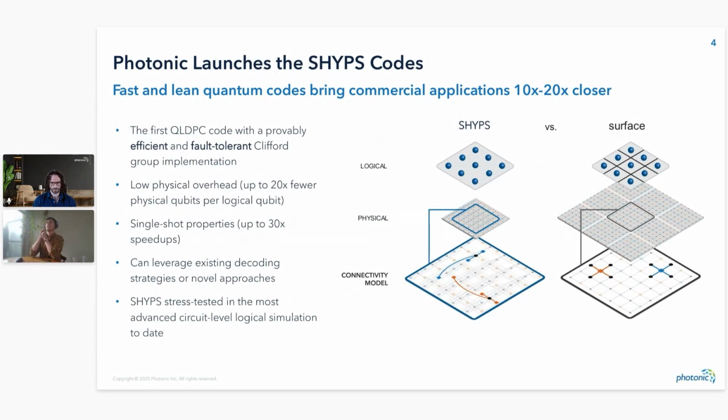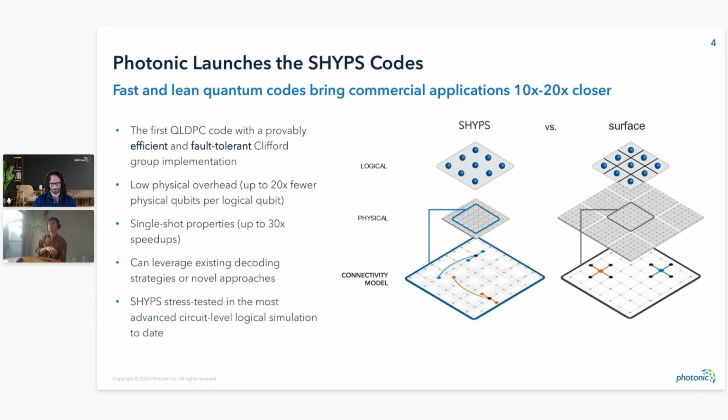So a summary slide about these new codes. They are the first QLDPC code with a provably efficient and fault-tolerant logic implementation, here specifically looking at the Clifford group. So the Clifford group is a very important family of unitary operators needed to compile arbitrary quantum algorithms. And we wanted to focus on the Clifford group specifically because there are more general methods for accessing the additional gate to complete your universal gate set. For example, magic state distillation or cultivation, and injection that might get you, say, a T-gate.